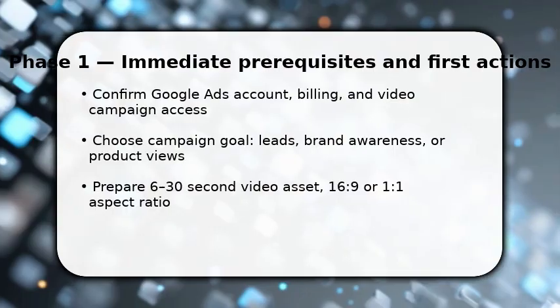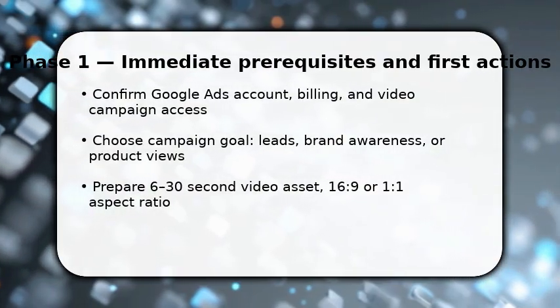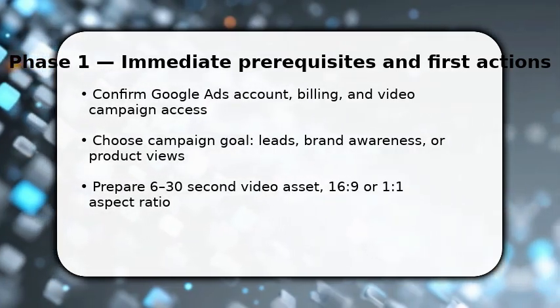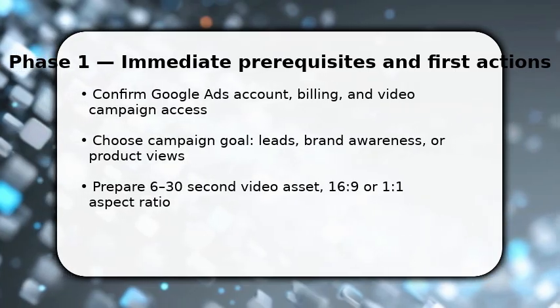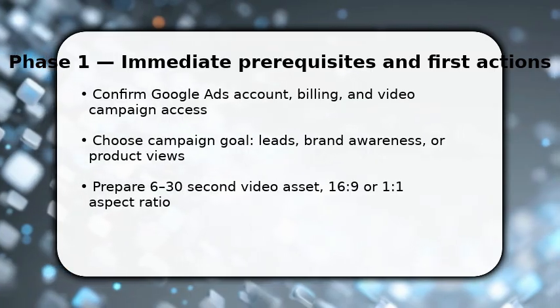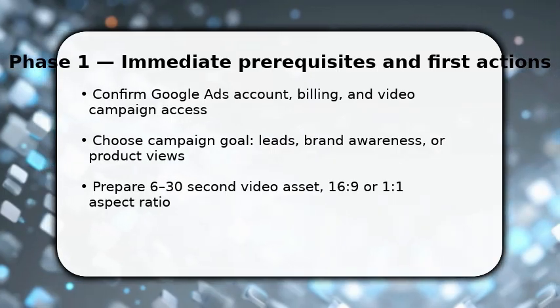You begin by confirming account access and billing. Make sure your Google Ads account is active and linked to your YouTube channel. Next, pick a clear campaign goal, leads, brand awareness, or product views, because that guides targeting and bidding. Upload a concise 30-second video in 16:9 or 1:1, shorter wins for skippable ads.